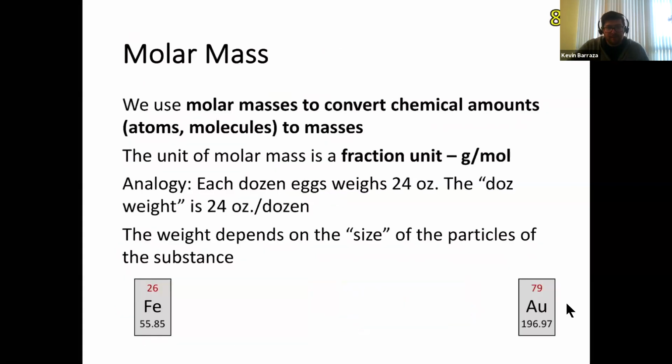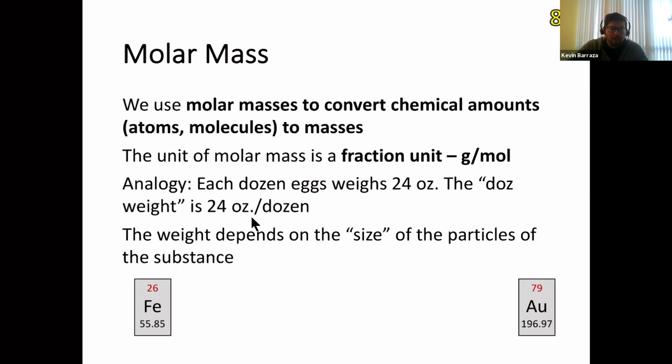We use molar masses to convert chemical amounts to masses, hence the name. So again, we use the fraction in its fraction form. And if it helps, go back to that analogy of the eggs and the dozen. Each dozen eggs weighs, and I just made this number up, 24 ounces. So we would say the dozen weight is 24 ounces per dozen, right? Each group of eggs weighs this much. So this is analogous to a molar mass. It's doing the same thing.